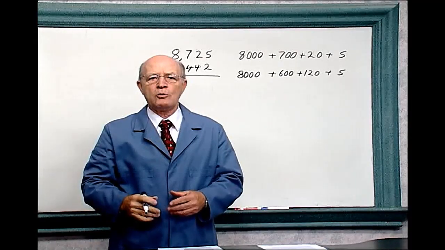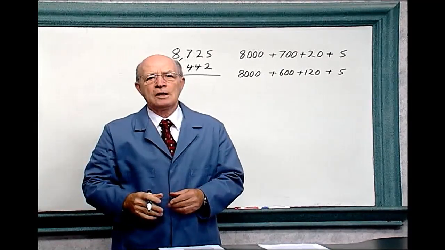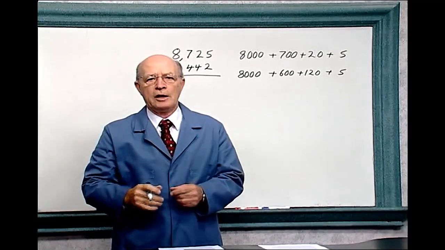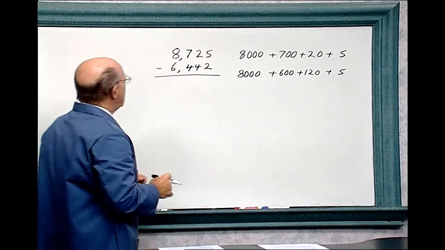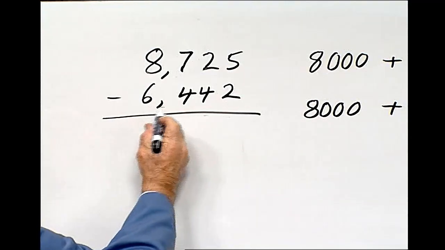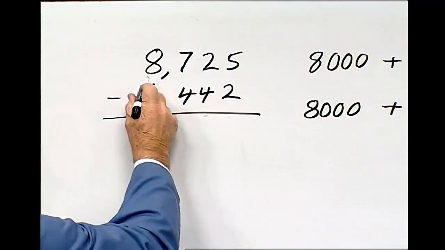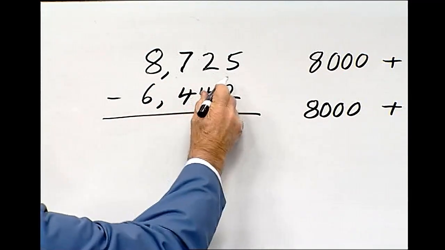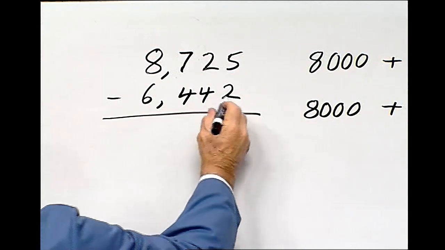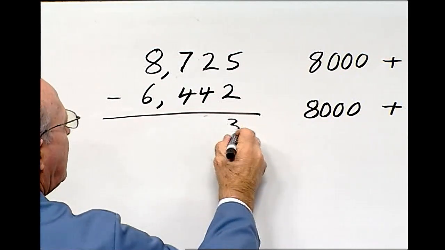Deciding when to borrow with larger numbers. Let's look at problem number 1 in our workbook. The problem is deduct 6,442 from 8,725. So 2 from 5 is 3.